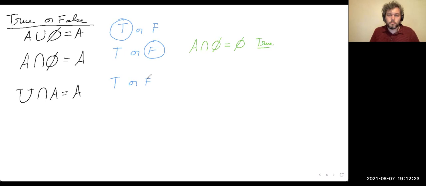Is that true? That is true. It is true because A is contained in the universal set, because all of the elements have to be inside the universal set. And so what they have in common is A. That must be true.